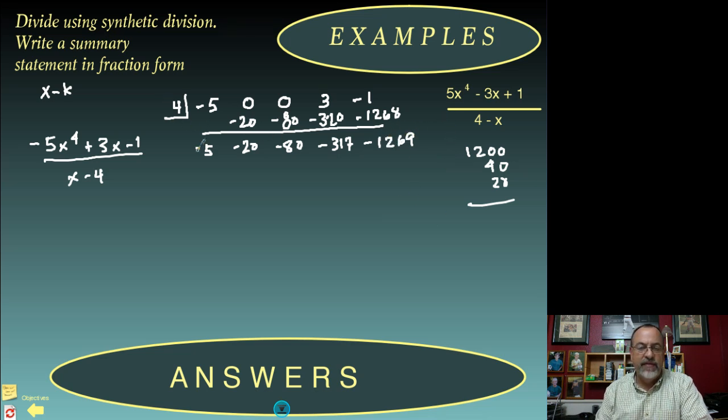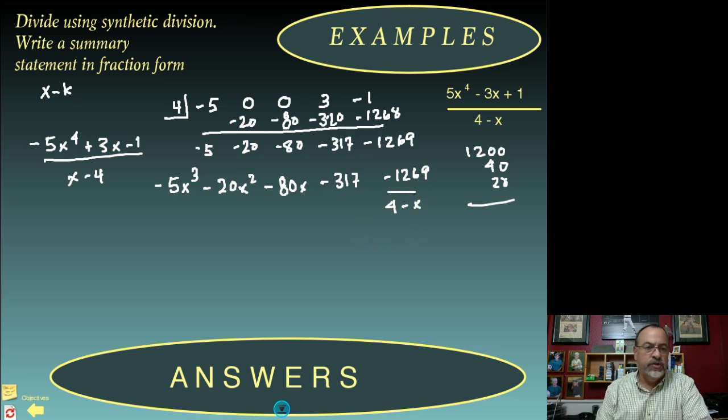So now that I have my division and my coefficients, I go ahead and put the variables back in. So again, starting 1 less than what I began with, this is going to be negative 5x cubed minus 20x squared minus 80x minus 317, and then again I have a remainder of negative 1269, and then I can put that over 4 minus x.